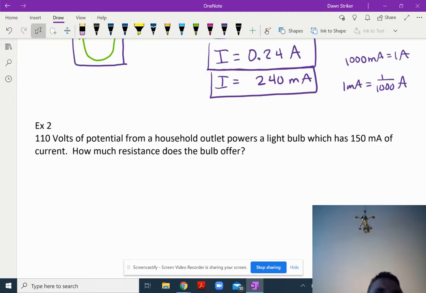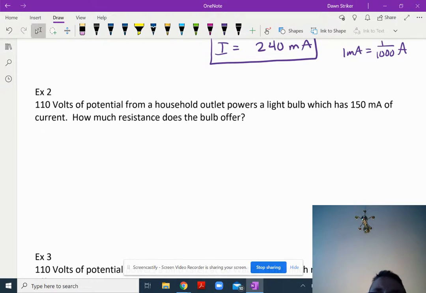All right, here's another one. 110 volts of potential from a household outlet. That's what you have in your house. Powers a light bulb, which has 150 milliamps of current. How much resistance does the bulb offer? So again, I'm looking at this problem. I have a voltage, I have a current, and I'm asked for resistance.